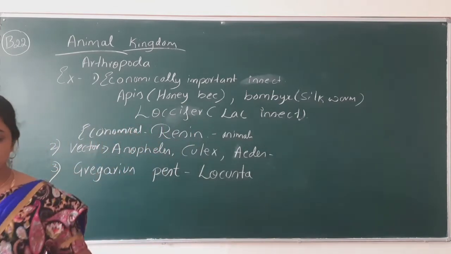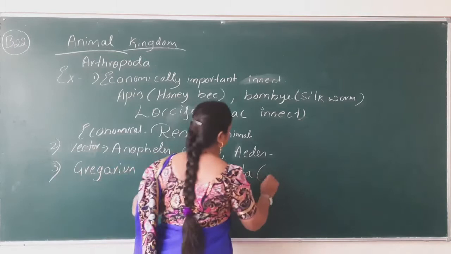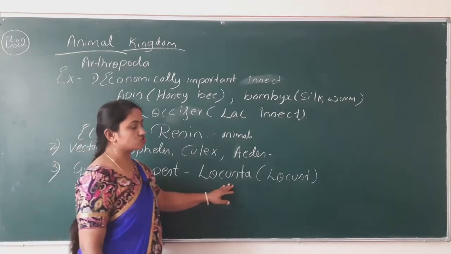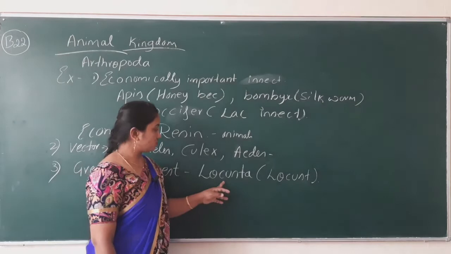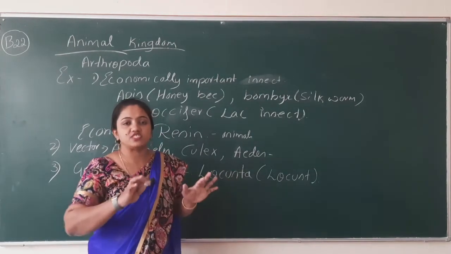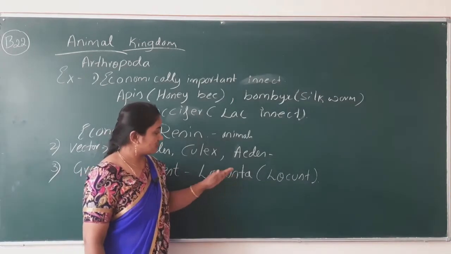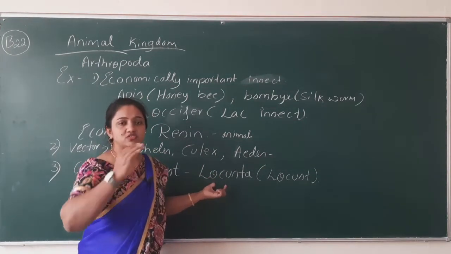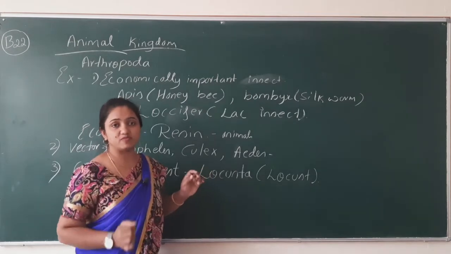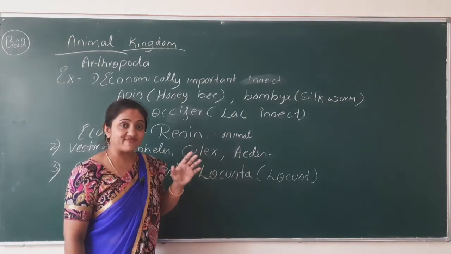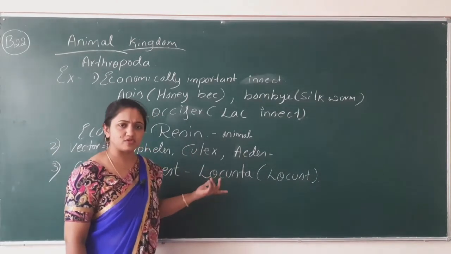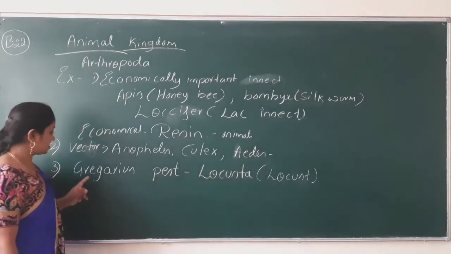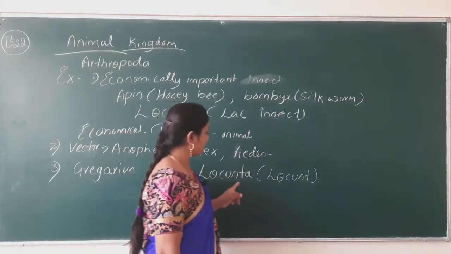After the vector, there is a gregarious pest, Locusta, commonly known as locust. This Locusta is a grasshopper-like insect which spoils all the green vegetables. It has the power to travel long distances. It can fly for a maximum distance, and wherever it settles, wherever it finds green leaves or green crops, it destroys those fields. That's why it has been called a gregarious pest.